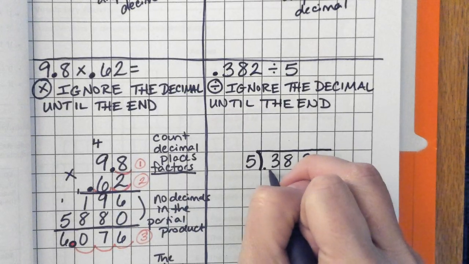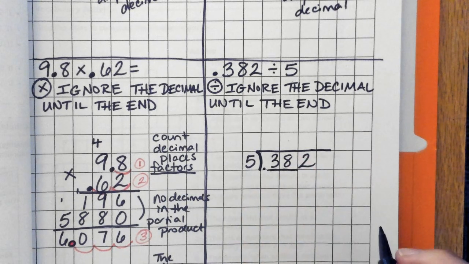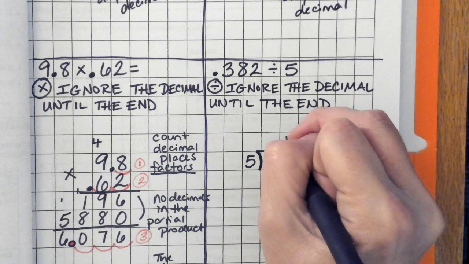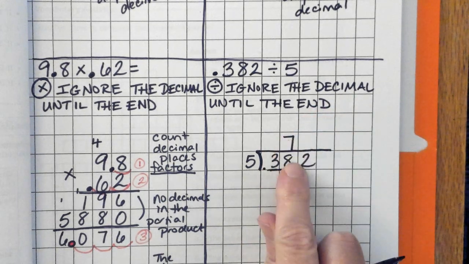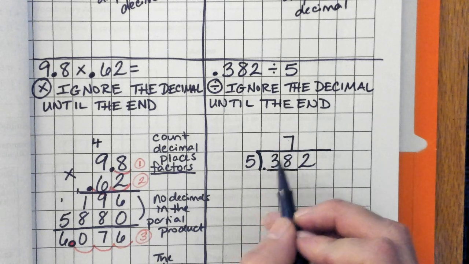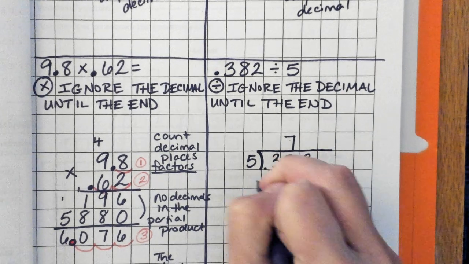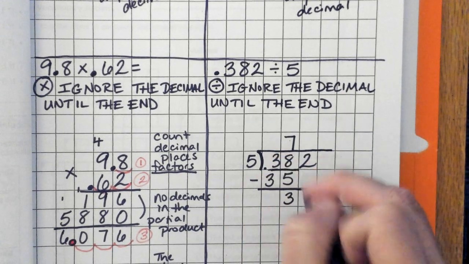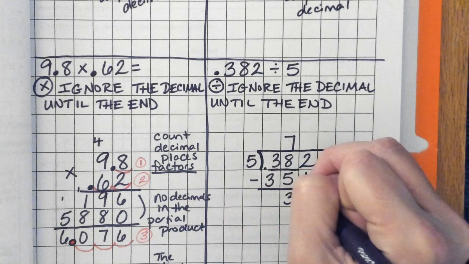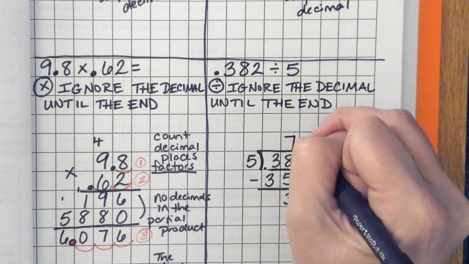5 won't go into 3, but it will go into 38. It goes into 38 7 times. I have to make sure that I put my 7 above where the 8 is, because it's 5 going into 38, not into 3. 8 minus 5 is 3. And then I'm going to bring down the 2. 5 goes into 32 6 times.